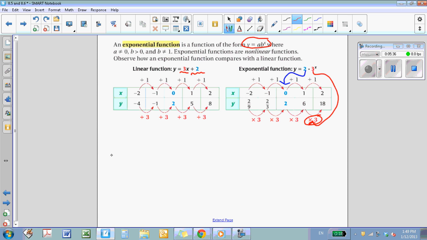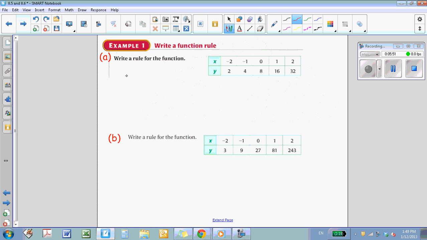Okay, so you're going to learn how to do different things. You're going to be able to graph them. You're going to be able to look at the table and write your own functions, look at the graph and write your own functions. So we'll definitely be able to do many things with this. Okay, so first you are going to write a rule for this function.